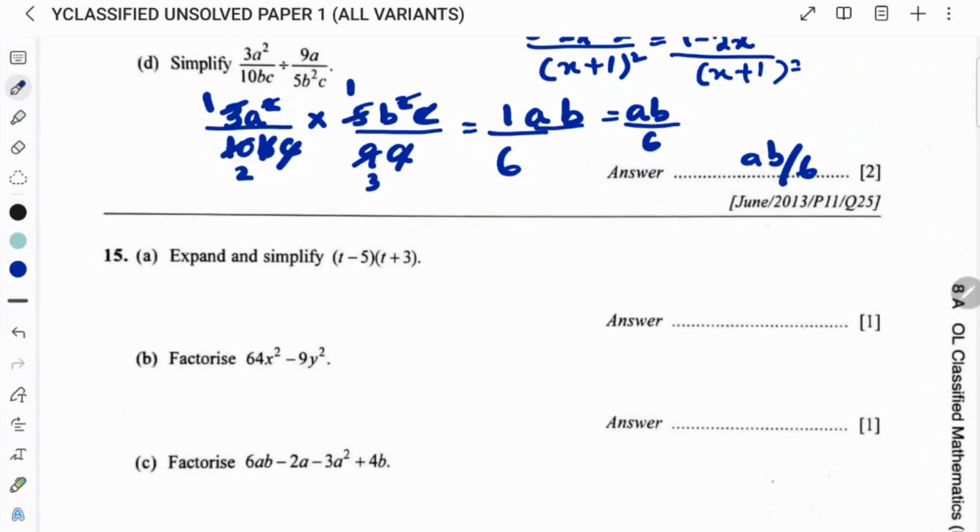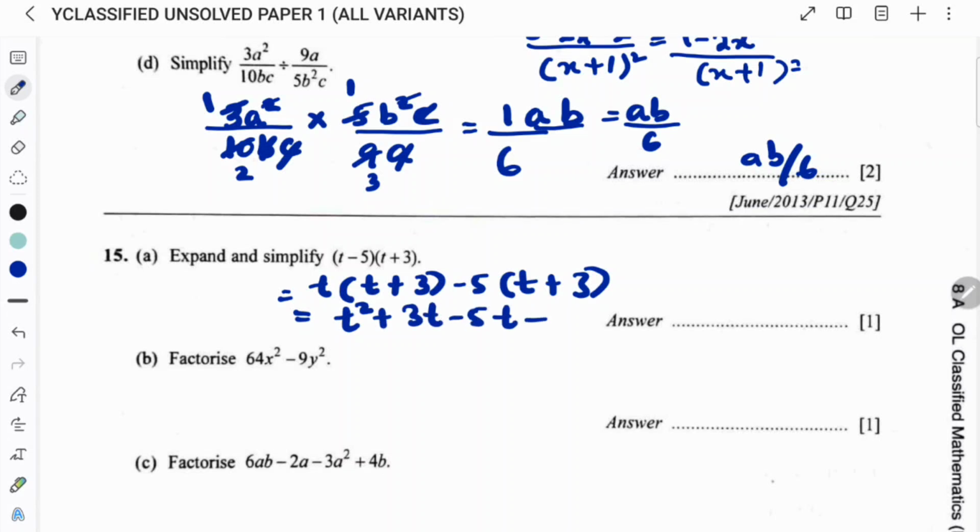The next part is expand and simplify. So this is simply an expansion question, t and then t plus 3 and minus 5 and t plus 3, and then you'll have t square plus 3t minus 5t minus 5 3s are 15. Please don't take common and please don't go back to the question. You remember that you are expanding and simplifying this one. So the answer will become t square, and 3 and minus 5 is minus 2t minus 15. So this is t square minus 2t minus 15.